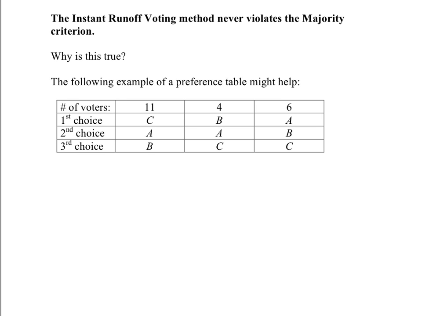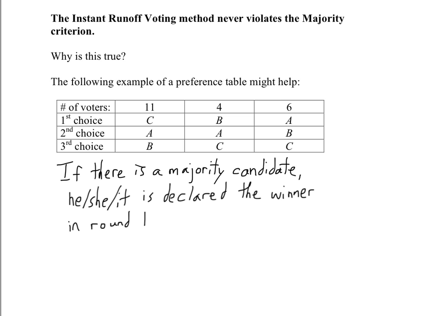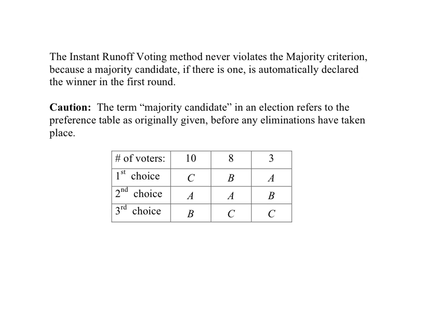And what happens when you apply the instant runoff voting method? Well, in round 1, you ask, just looking at the first choice votes, is there already a majority candidate? If so, then by the rules of the method, that candidate is declared the winner right away in round 1. That's just how instant runoff voting works. Now let's be careful about how the term majority candidate is actually used.